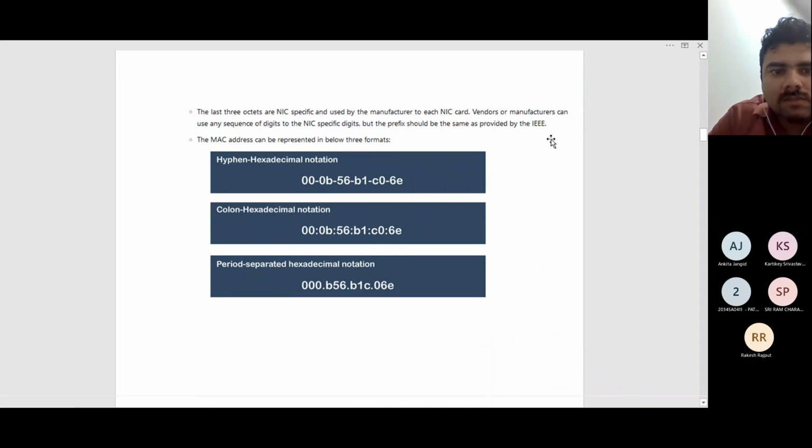See the types of these: hyphen-separated hexadecimal, colon-separated hexadecimal notation, and period-separated hexadecimal notation. You can put a hyphen, or a colon, or use period-separated hexadecimal notation. So this is a format to type.